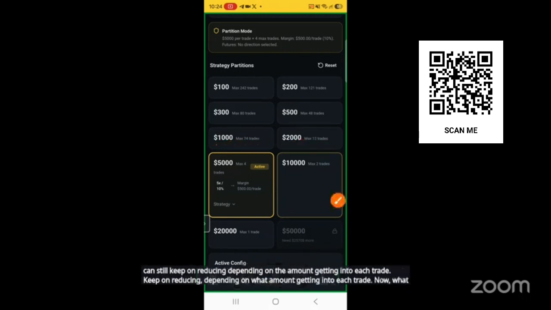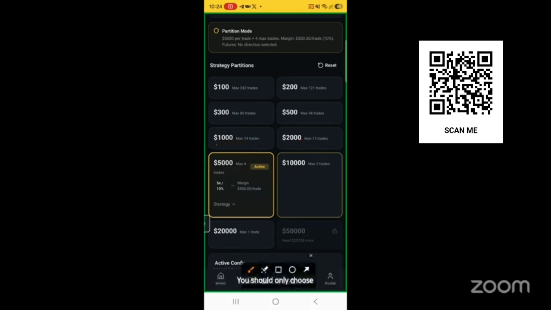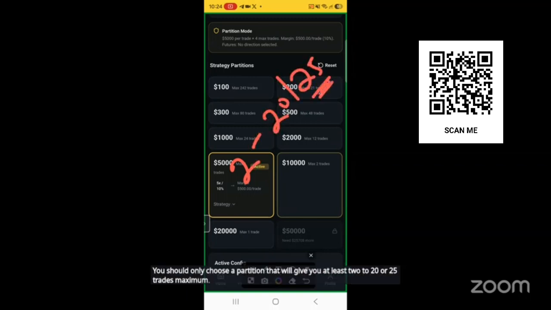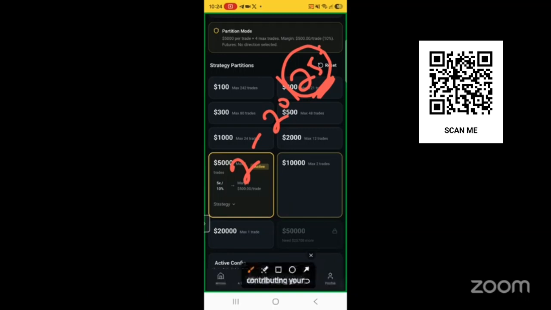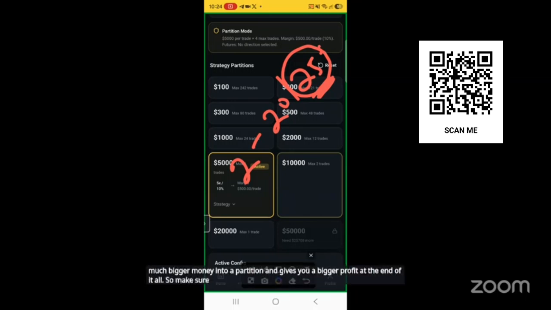Now, what is very important here, you should only choose a partition that will give you at least 2 to 20 or 25 trades maximum. The bigger the better, but do not choose a partition that exceeds 25. That will be like the wastage of resources. You're distributing your small money into small things. It is better you put much bigger money into a partition and it gives you a bigger profit at the end of it all. So make sure you choose a partition that gives you between 2 to 20 or 25 maximum number of trades running at the same time.